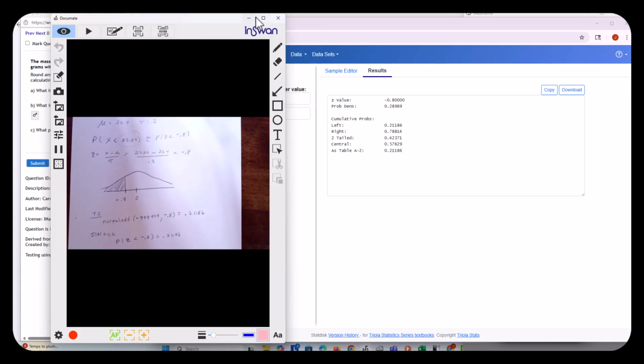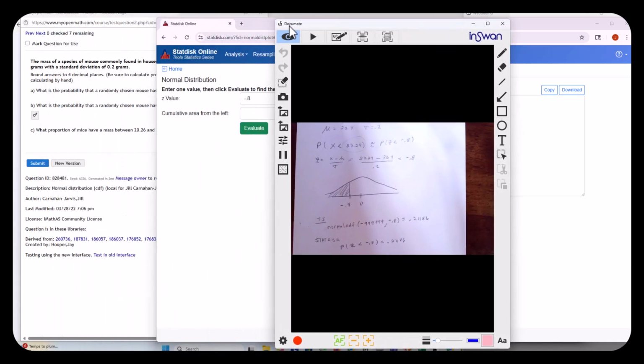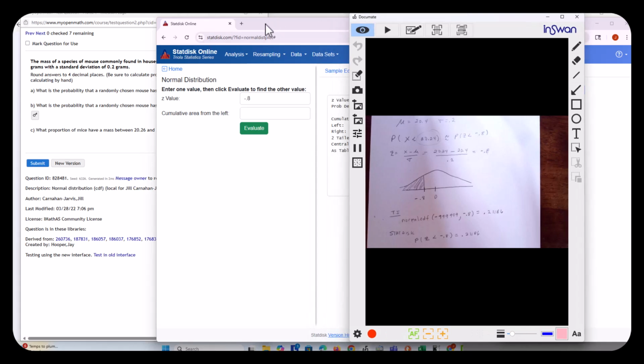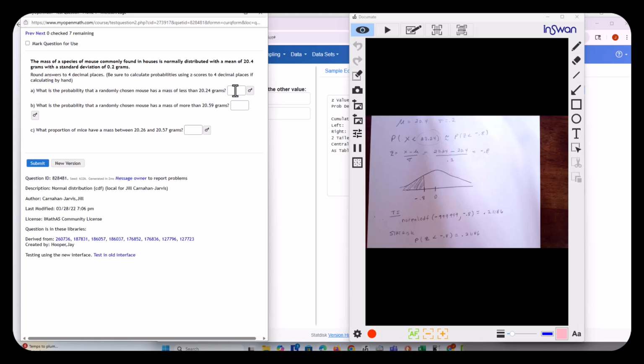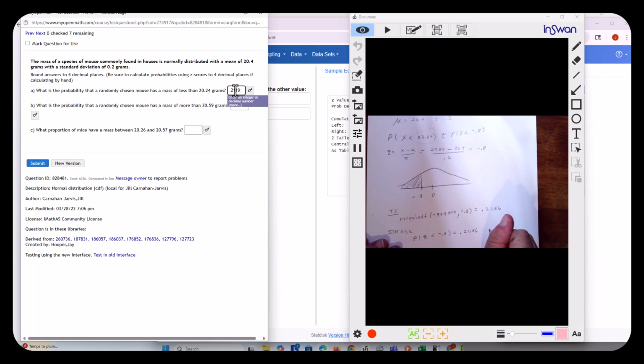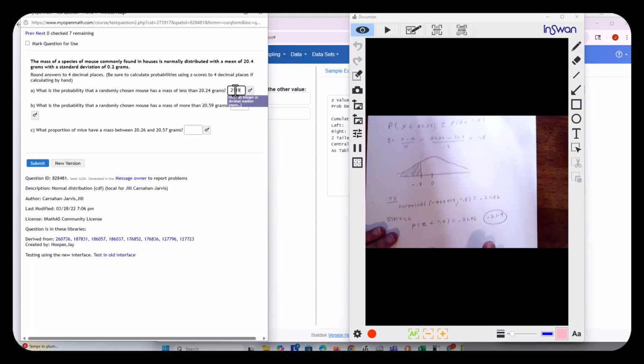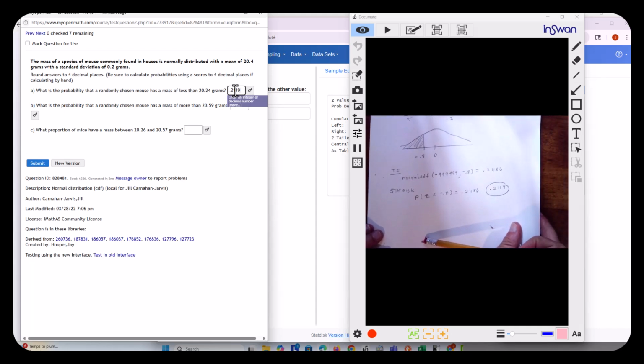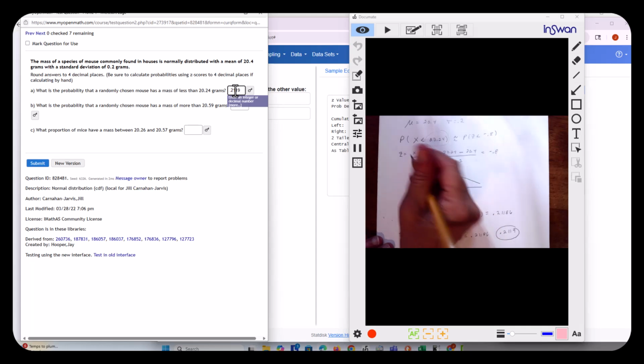And I know the TI is limited to just PCs, and I know probably several of you have Macs. So let's get in here. I'm going to do 4 decimal places. 0.2119. 4 decimal places. Okay, let's do the next part. That's part A.